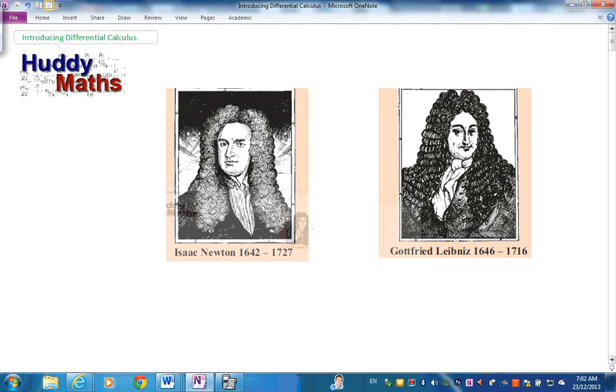What are these two old guys here with the wigs doing? They're from the 17th, 18th century, and they're attributed with discovering differential calculus. They were working independently, looking at the same sort of maths. These two guys actually developed differential calculus, and you can be proud that you're now studying that.